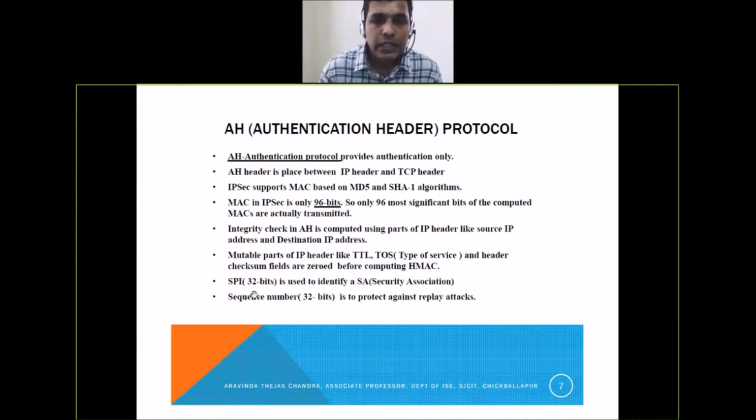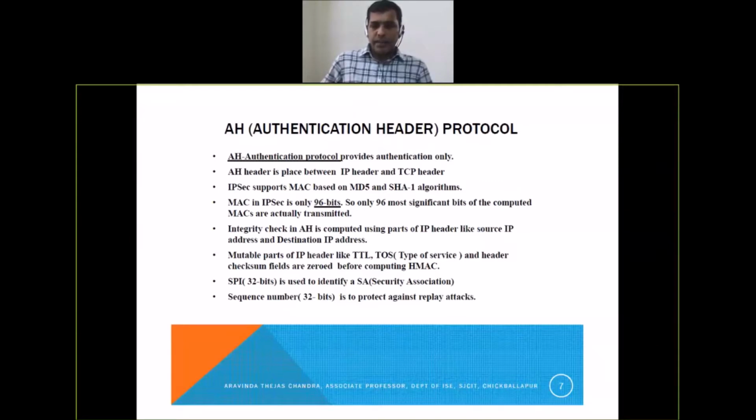So next is the SPI, the security parameter index, which is 32 bits, as I told you earlier. It is used to uniquely identify a security association. The next is the sequence number, which is 32 bits and is used to protect against replay attacks. So this is very briefly about the authentication header protocol, or AH protocol.